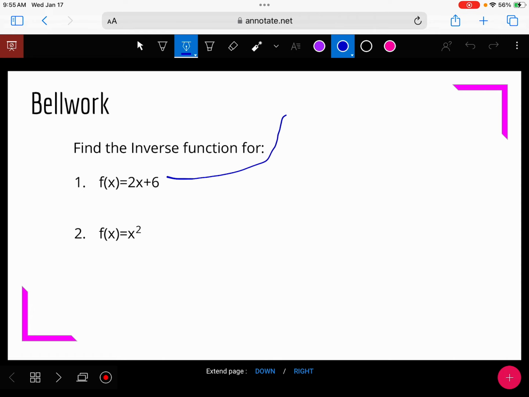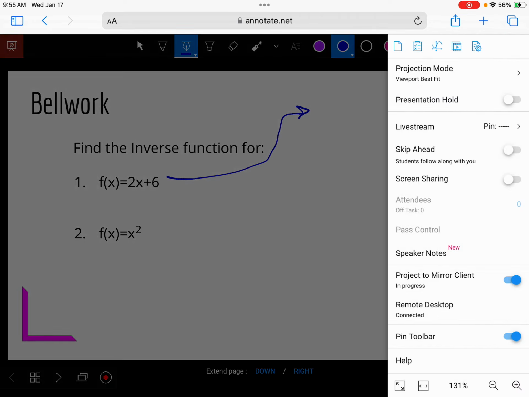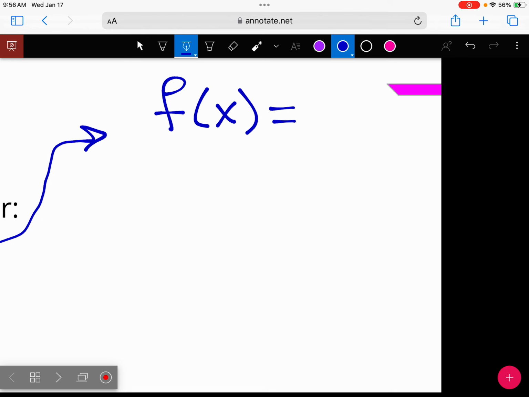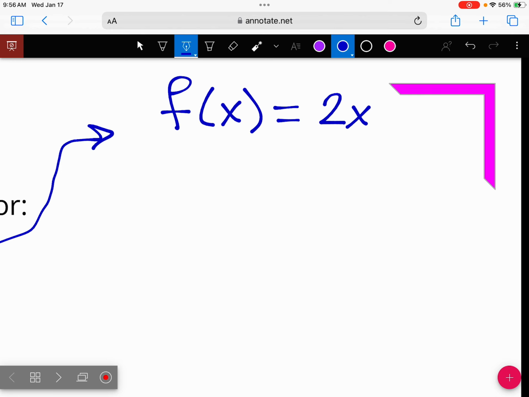So first thing I'm going to do is find the inverse for this function. I'm just going to write it up here so that we can see it. So we have our f of x equals 2x plus 6. What is my first step when finding the inverse of this? Switch the x to be a y. Or switch the x and the y. So first thing I need to have a y.